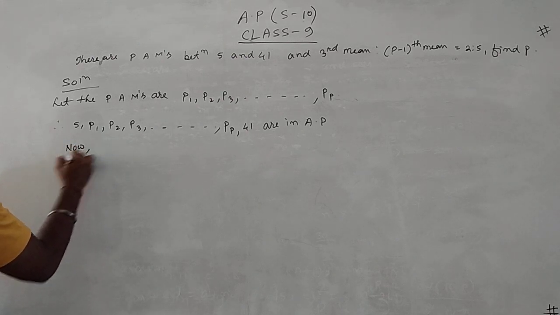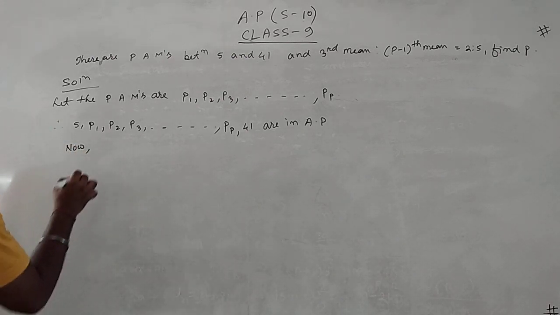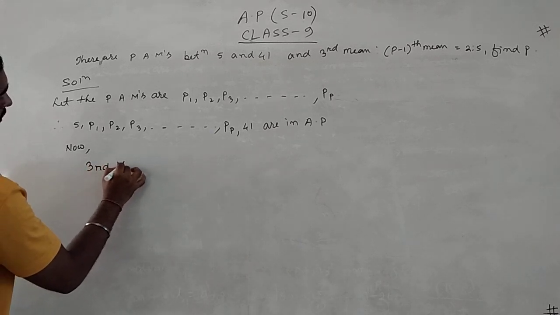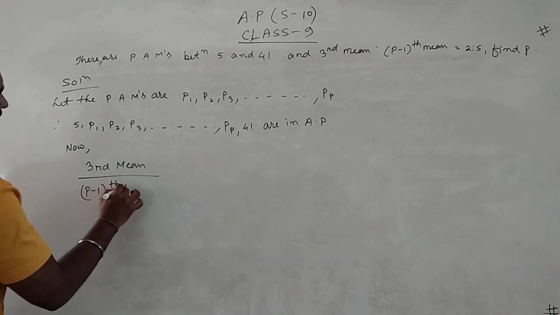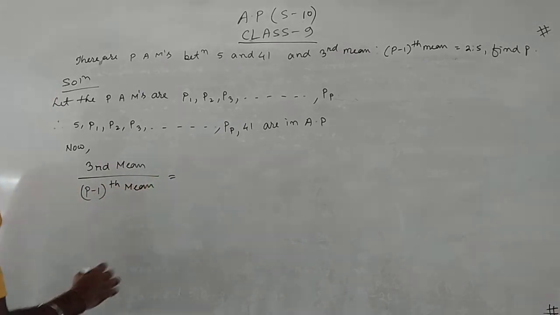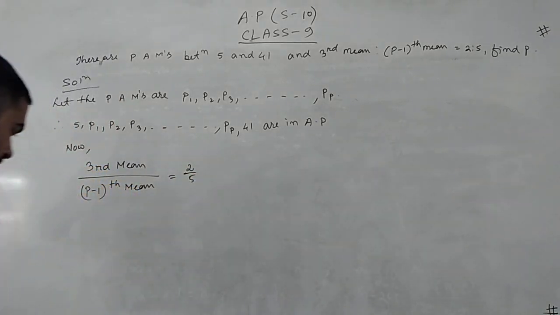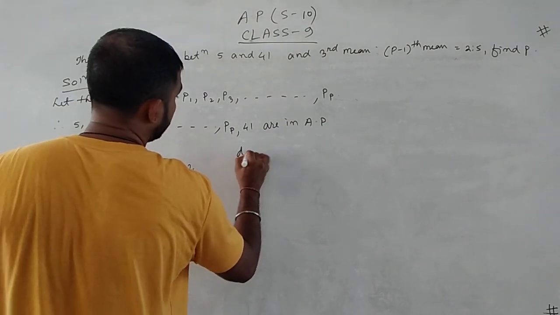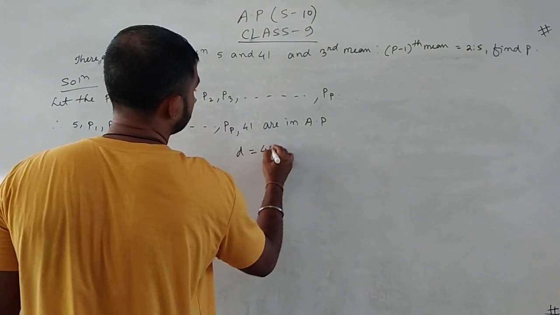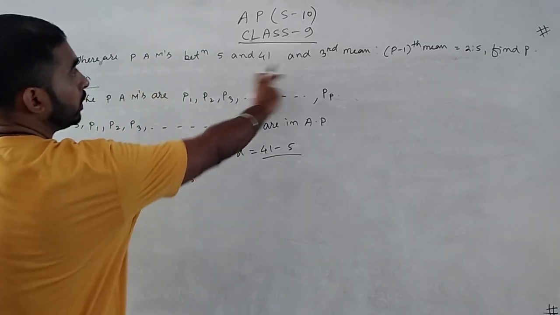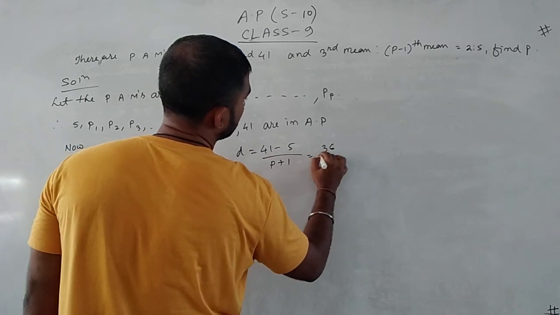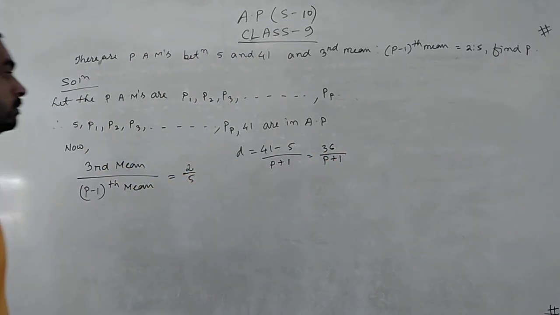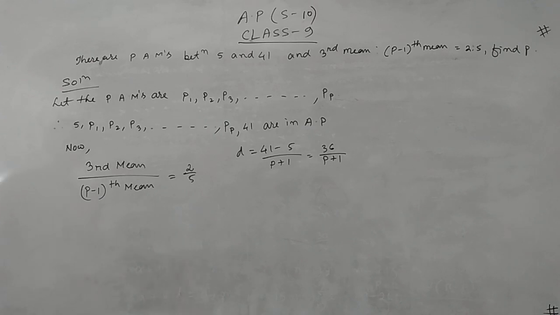Now, what is given? According to the question, the third mean by the (P minus 1)th mean equals 2:5, correct? Yes, 2:5. Oh, sorry, I forgot to find d. d equals what? (b minus a) by (n plus 1). Here n equals what? How many AP means? P. So P plus 1. So 36 by P plus 1.